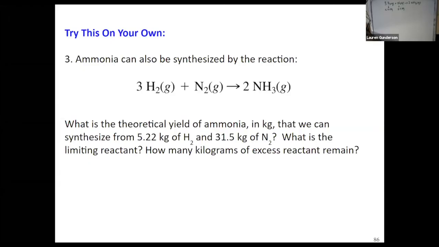Let's look at another example. Here we have an ammonia reaction, and we want to know the theoretical yield in kilograms. If we start with 5.22 kilograms of hydrogen and 31.5 kilograms of nitrogen, we will also be calculating the kilograms of the excess reactant.